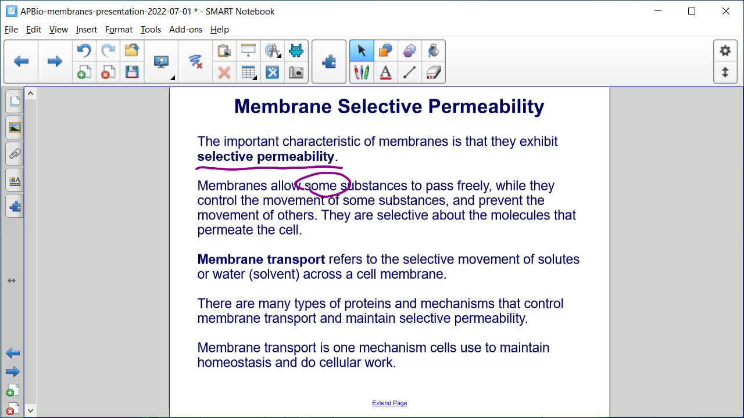Membrane transport refers to the selective movement of solutes or water as a solvent across a cell membrane. There are many types of proteins and mechanisms that control membrane transport and maintain selective permeability. Membrane transport is one mechanism that cells use to maintain homeostasis and do cellular work.